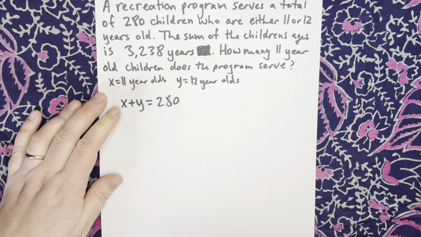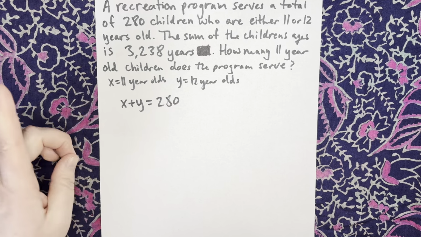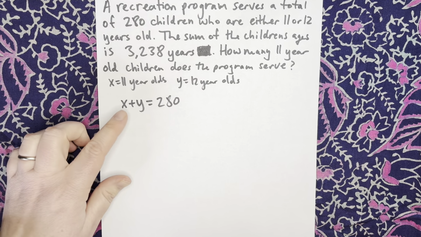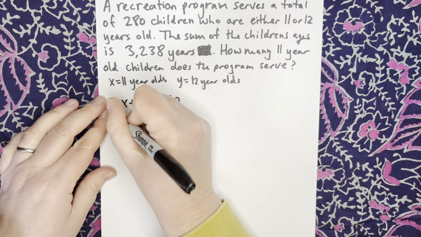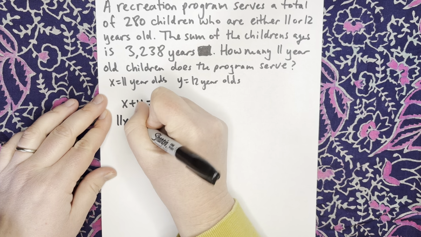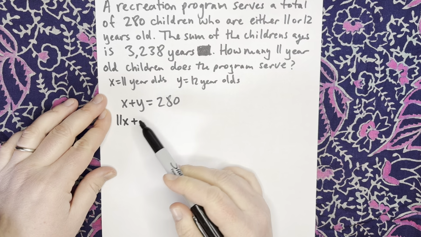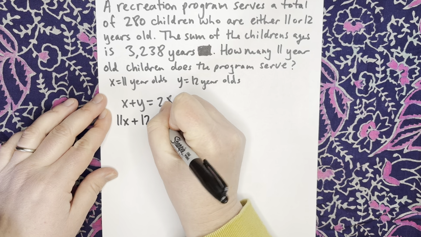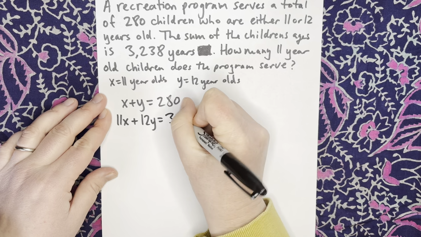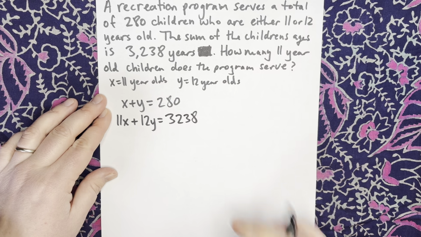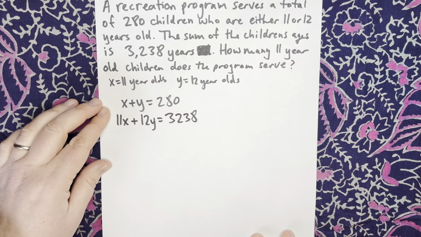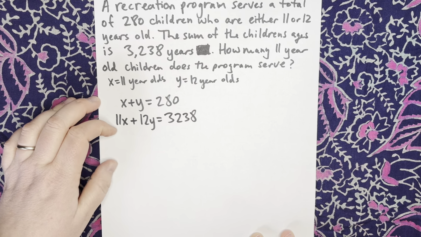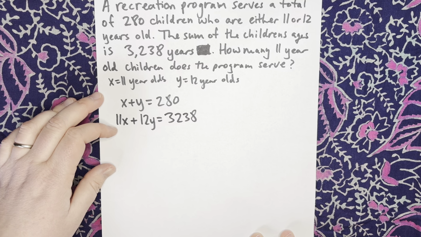The next thing we're told is if you take the sum of all the kids' ages, it's 3,238 years. So for every 11-year-old, one kid is 11 years old. If there's two kids, that's a total of 22. So we're multiplying x times the 11. So 11x plus every 12-year-old gets 12 years added to this total age. So we're going to do 12y, and that should equal 3,238. We have a system of equations, and all the system is that there's two equations, and both need to be true in order for the values to be true.